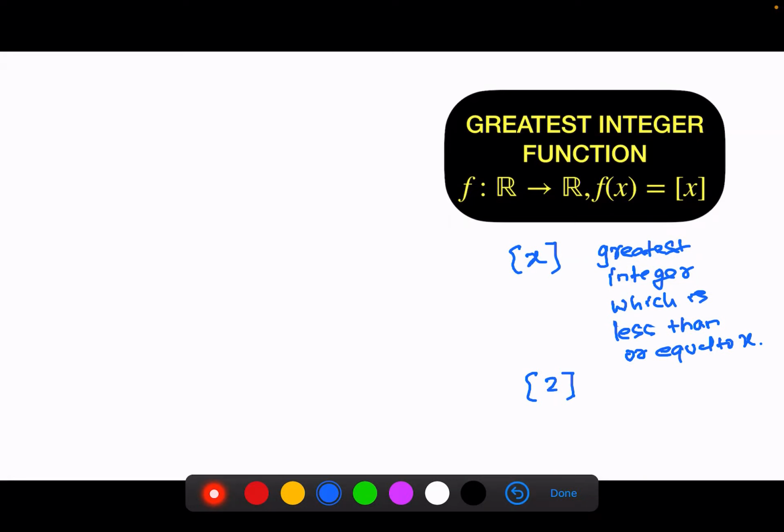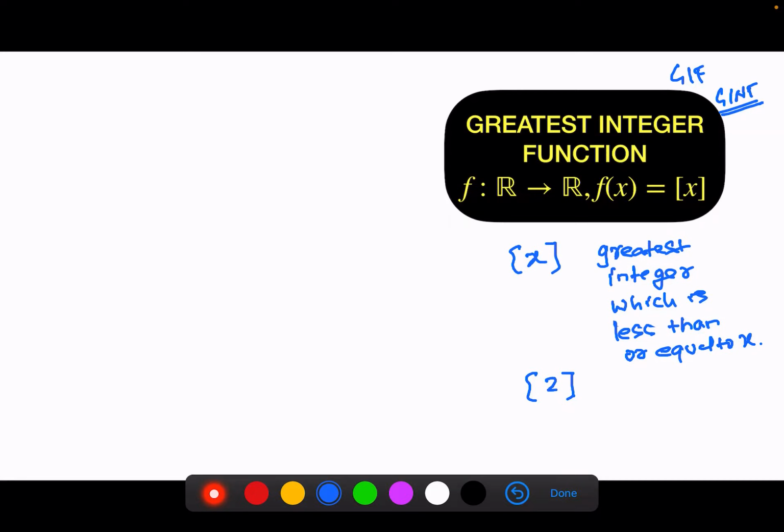This greatest integer function, sometimes they just call it GIF. Sometimes they call it GINT also. I think greatest integer is shortened to GINT, and GINT is more popular. So GINT is more commonly used as the short form.